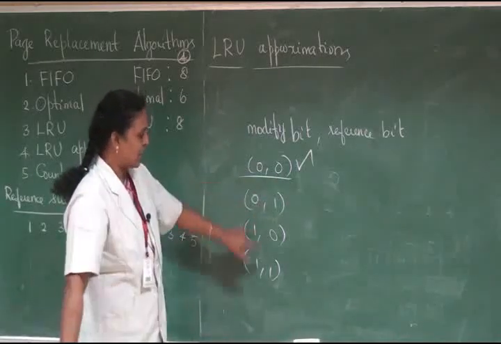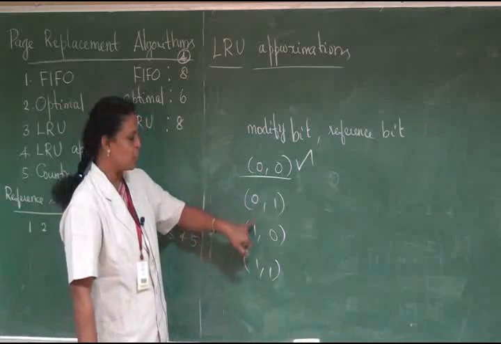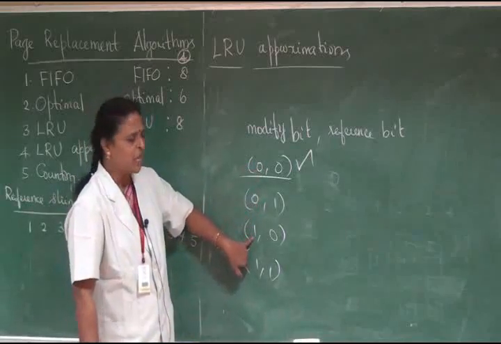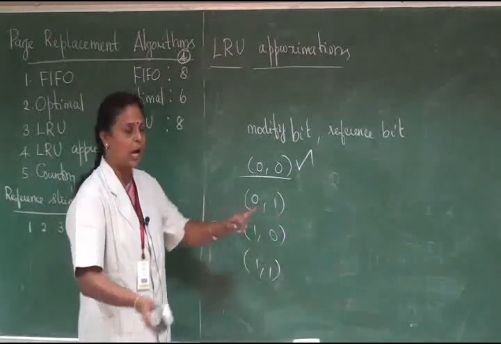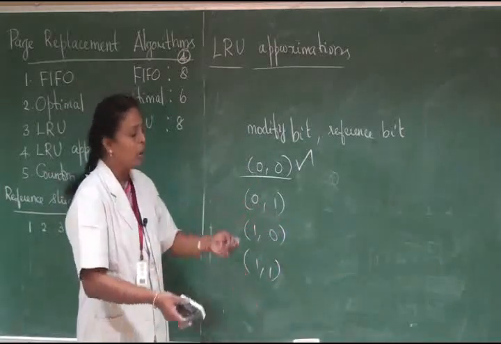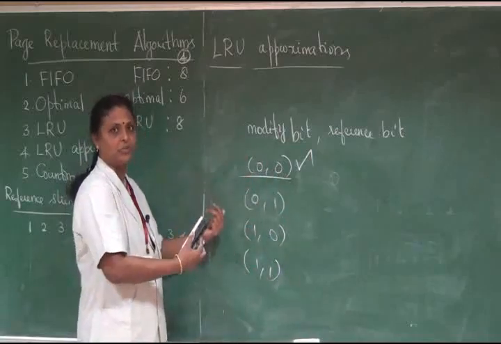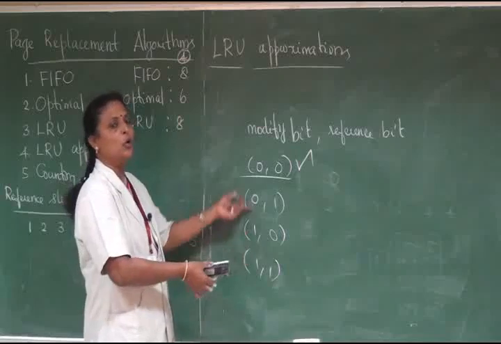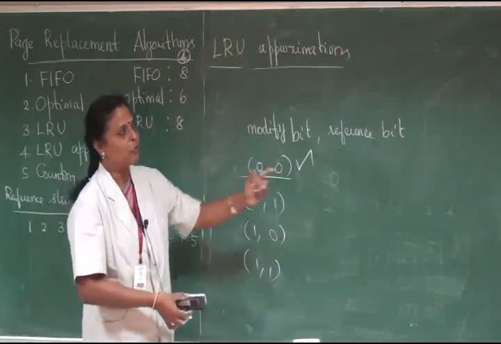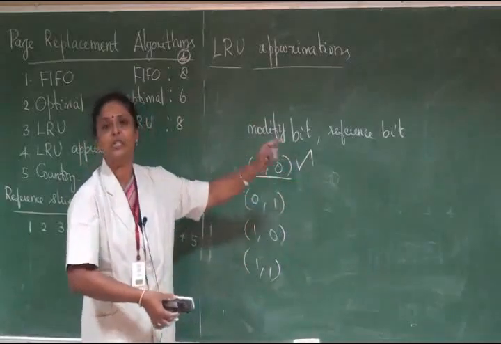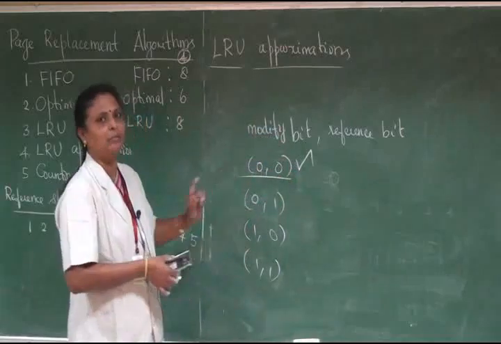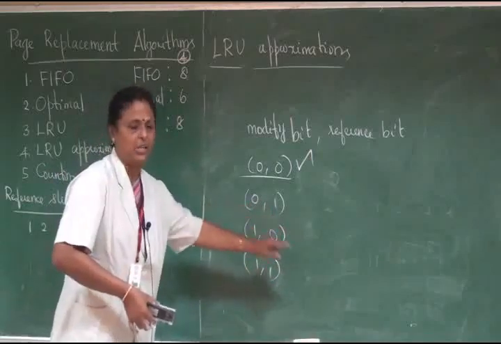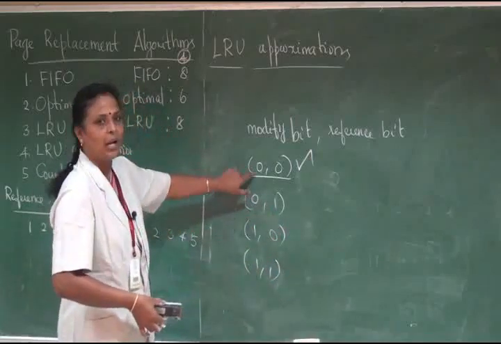But we cannot select these types of pages. Suppose a particular page is modified during the process execution. It is not simply swapped out or simply ignored. Before loading the new page into the physical memory, that modified page content should be copied into the backing store in which it is originally stored. So it will take some time, and we cannot prefer these types of pages as a victim page. We have to select the pages like this.